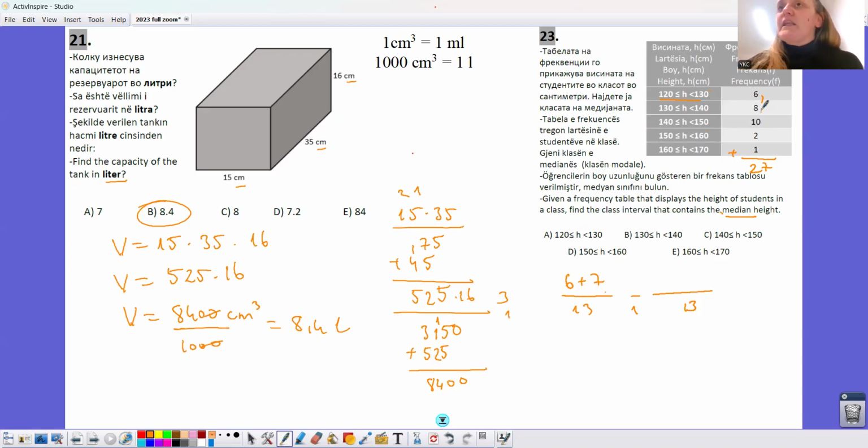So the one that is left here is in the second interval. So the class interval that contains the median is this interval. Here you have one more, so it will be 8 here, and the other 13 are here replaced. This is the answer of the 23rd one.